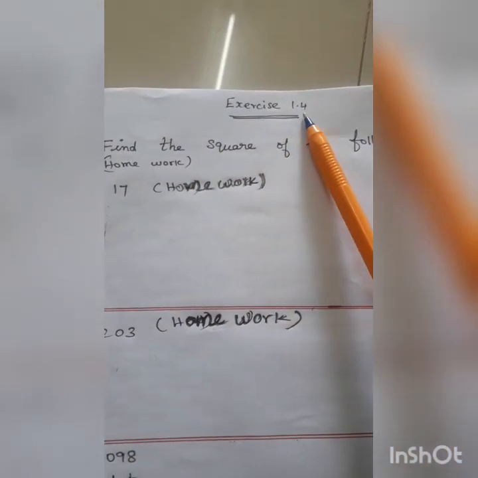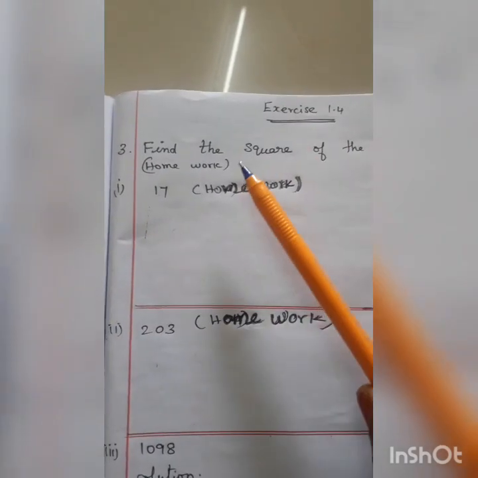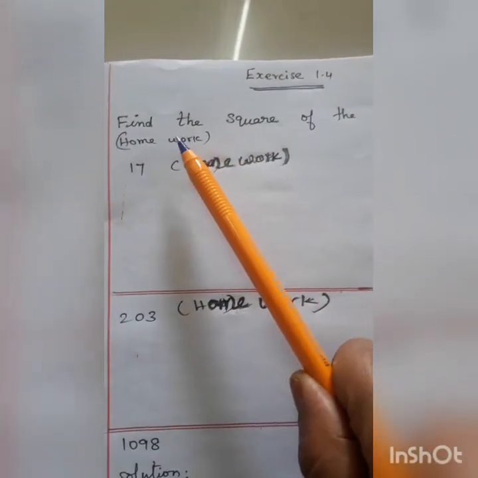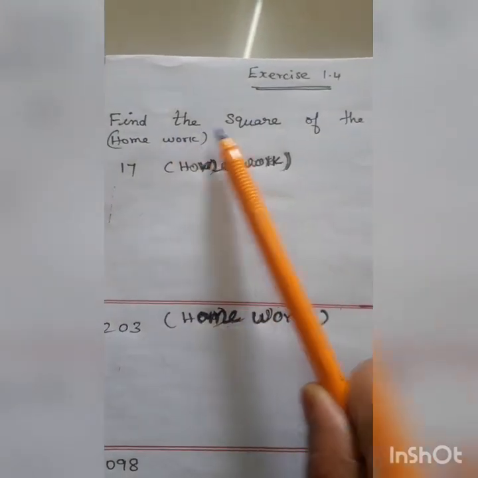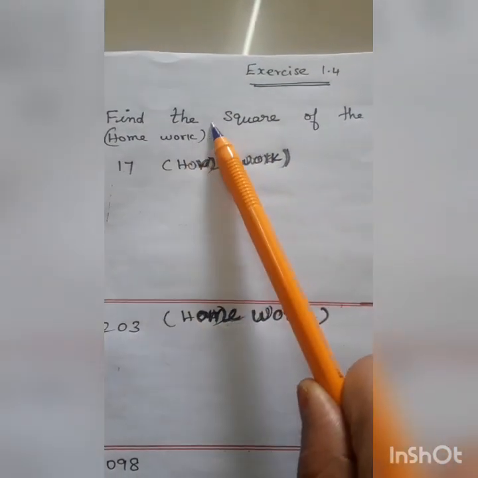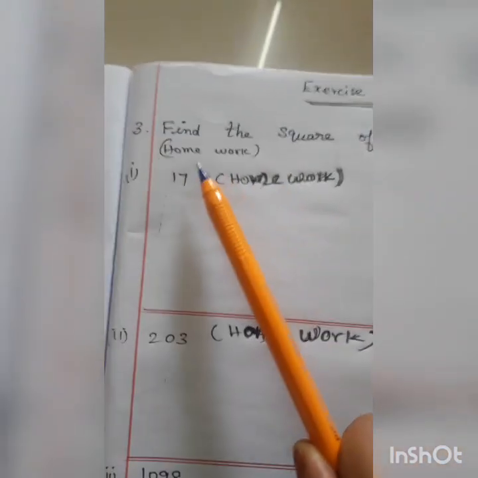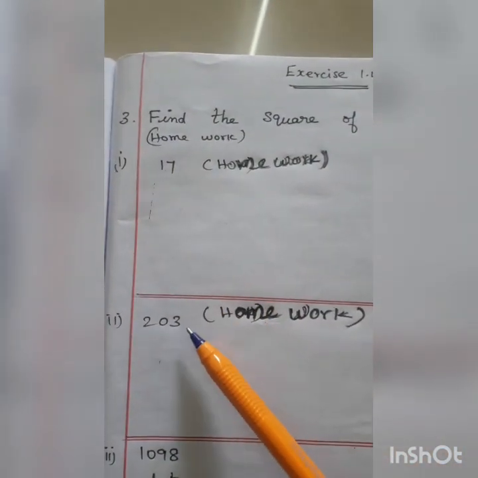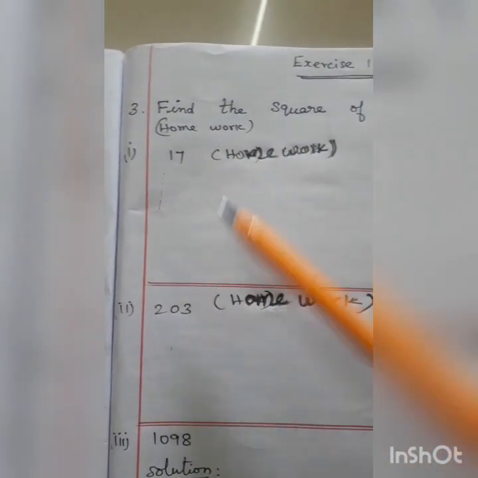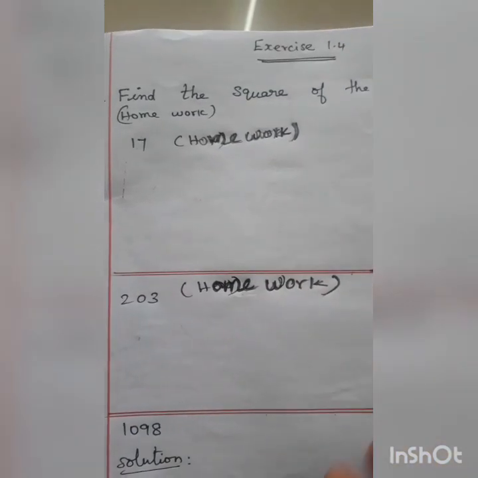Today, exercise 1.4, third sum. Find the square of the following: 17, 203. These two sums you must write in the homework.